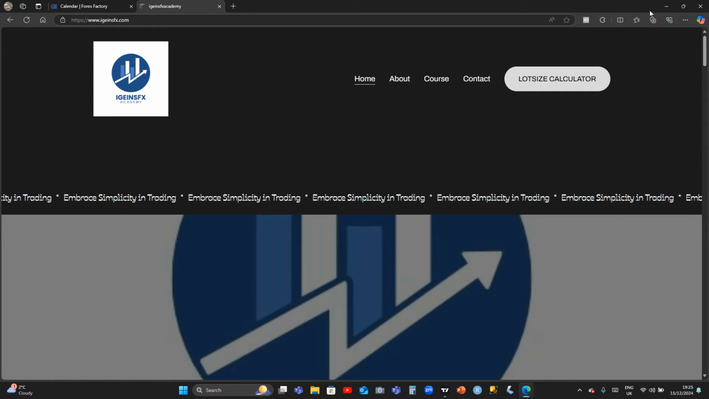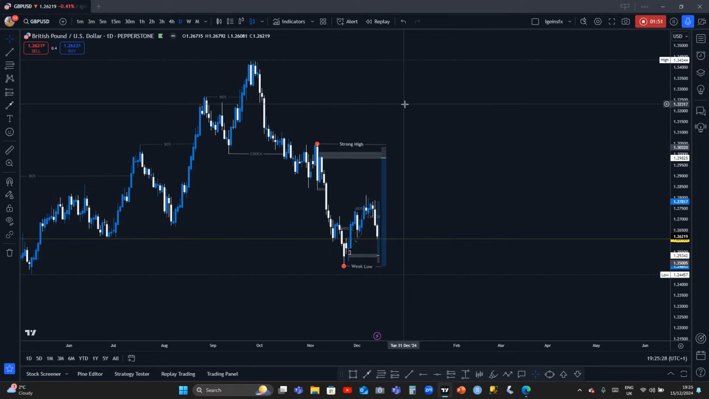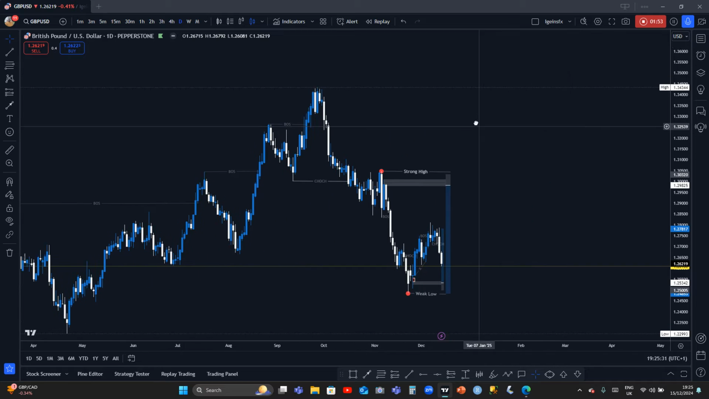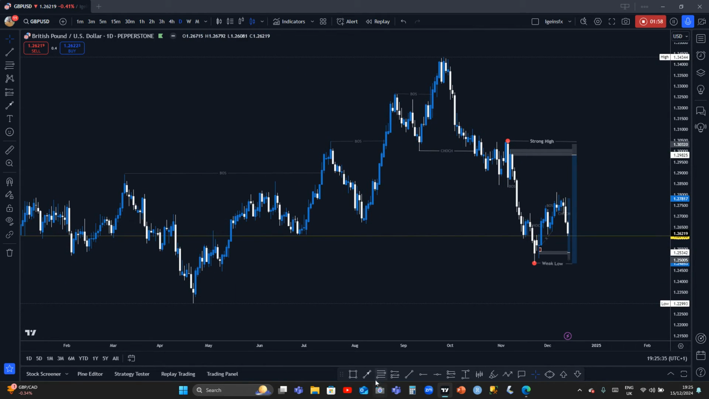Without wasting time, let's dive into the technical analysis part. This is the daily chart. As you can see, we've been bullish all this while. Then at this point, we are experiencing bearishness. So how do they know?